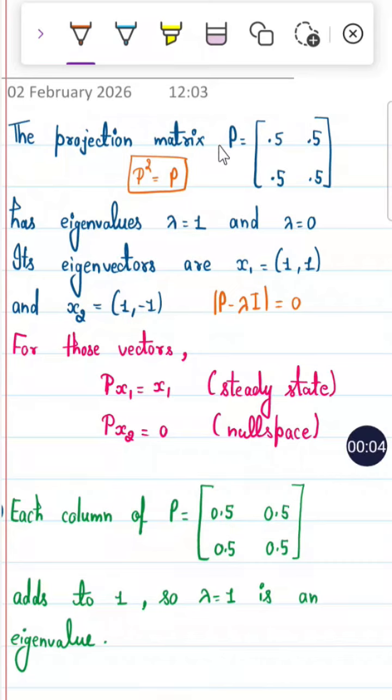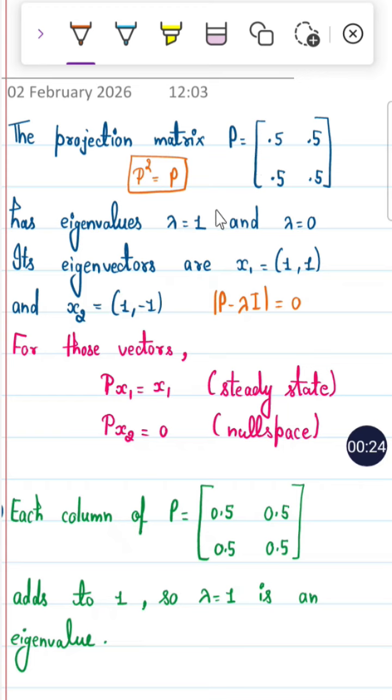What is a projection matrix? A projection matrix is one which follows the property P squared equals P. When we take the square of the matrix, it is always itself. Then it is called a projection matrix, right? Let us define an example of this: 0.5, 0.5, 0.5, 0.5. That is the projection matrix.